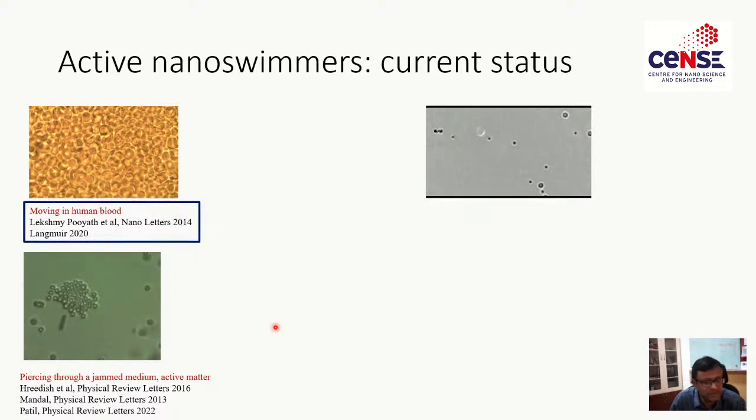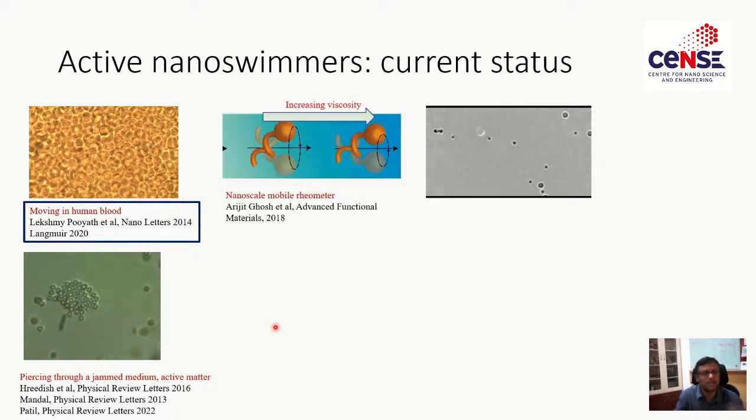Something that's very, very important is whether you can use these swimmers for making local measurements. One of the things that we figured out is that just by looking at the dynamics of the swimmers, you would be able to measure the local viscosity and elasticity of the surrounding environment. The viscosity part is already well established, and for the elasticity part, we think we have a very nice way of making such nanoscale mobile rheometers.